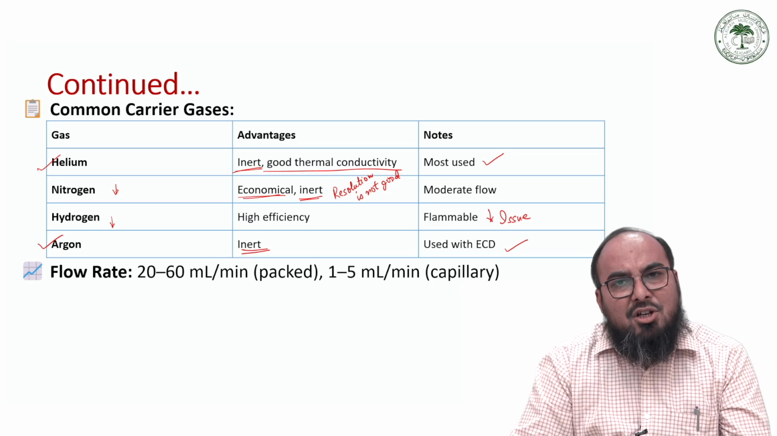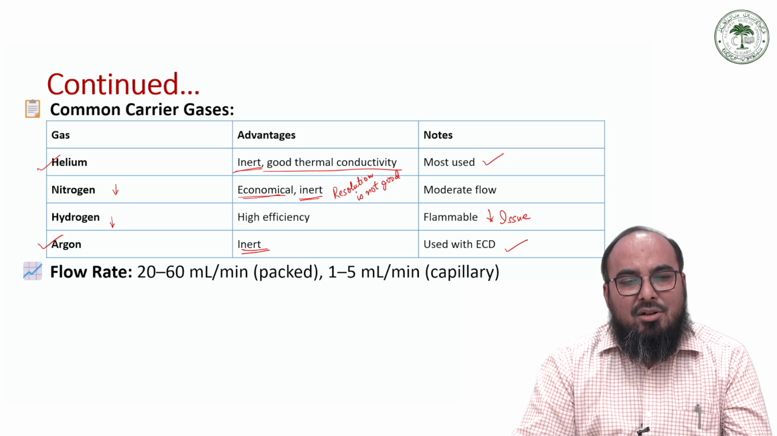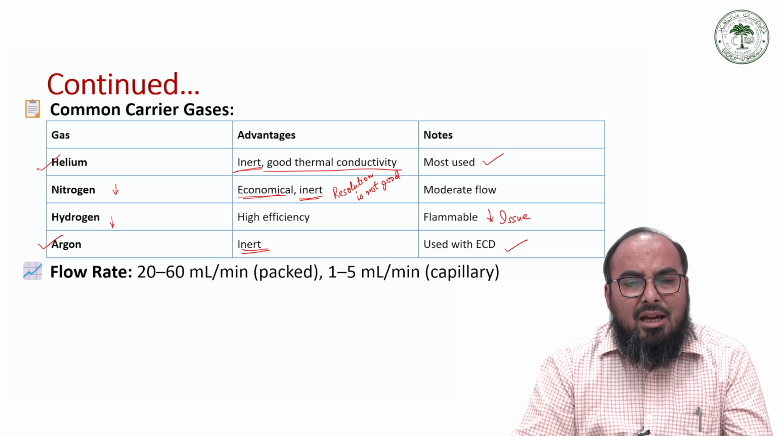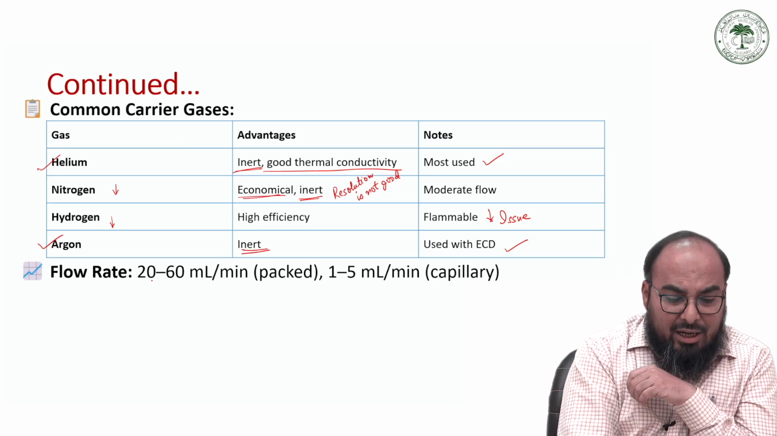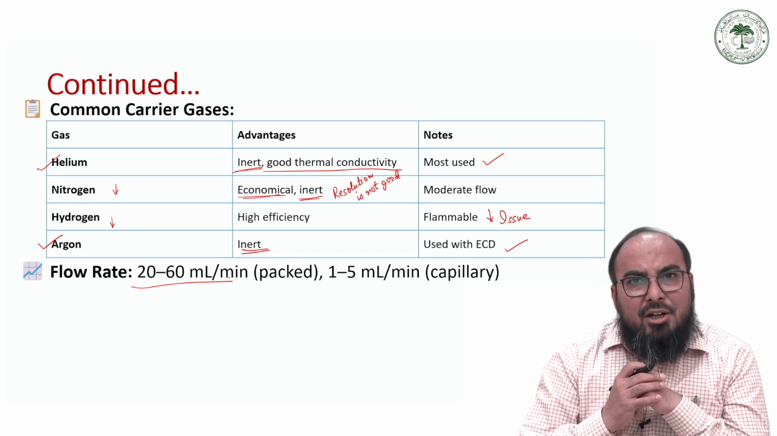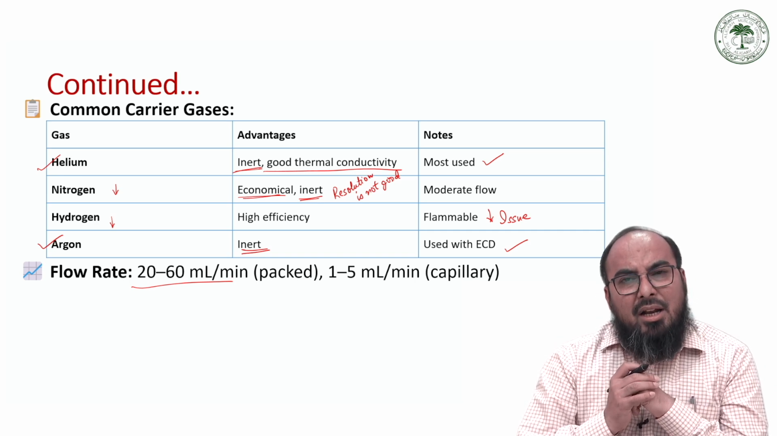You have to avoid nitrogen also. So the best ones are helium and argon. Now the flow rate. For example, if you have a packed column, then the advisable flow rate is 20 to 60 ml per minute.